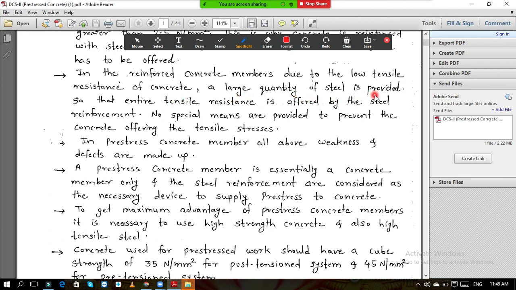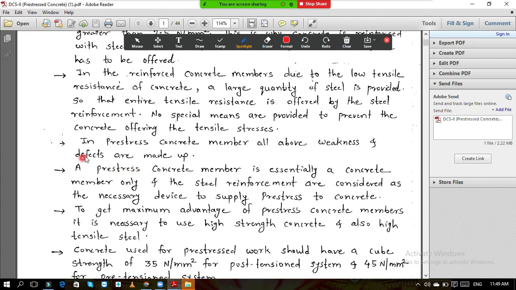In reinforced concrete members, due to the low tensile resistance of concrete, a large quantity of steel is provided. Why do we provide steel? Because of the low tensile resistance of the concrete. So that the entire tensile resistance is offered by the steel reinforcement. No special means are provided to prevent the concrete from offering tensile stresses. You know that in a concrete member, the total tensile stress is resisted by the steel only, and concrete resists only the compressive stresses.